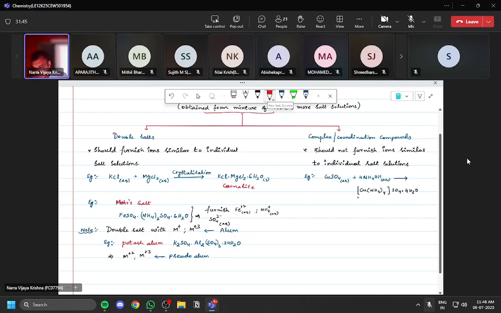Now, what are the ions furnished from here? It will furnish [Cu(NH3)4]2+ ions and SO4 2- ions, but it is not able to furnish copper 2+ ions and it is not able to furnish NH4+ ions, right? So as this is unable to furnish ions like the individual salt solutions, it is called a complex compound, not a double salt. Clear? Any questions on it? No. I am taking one more example.